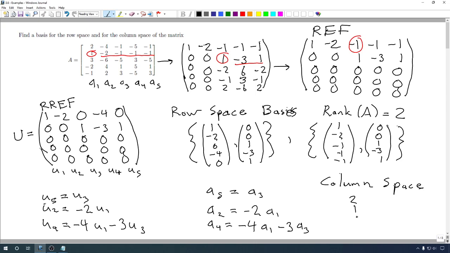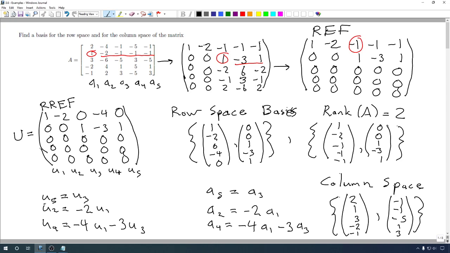I'm just going to go and write those out. So A1 is (2, 1, 3, -2, 1, -1), and then A3 is (-1, -1, -5, 1, 3). That is a basis for the column space of A.